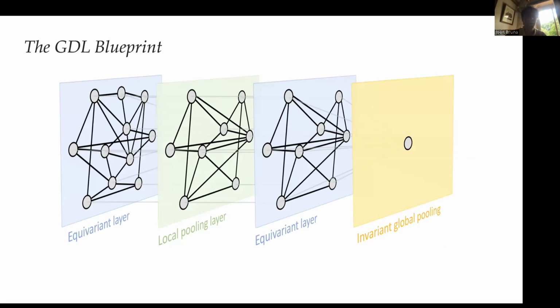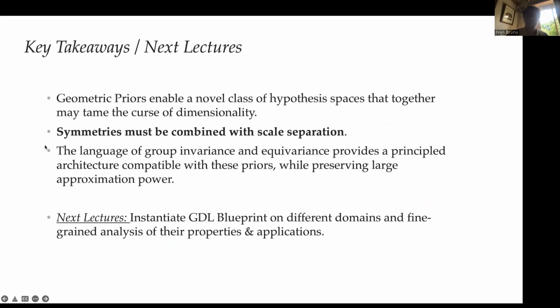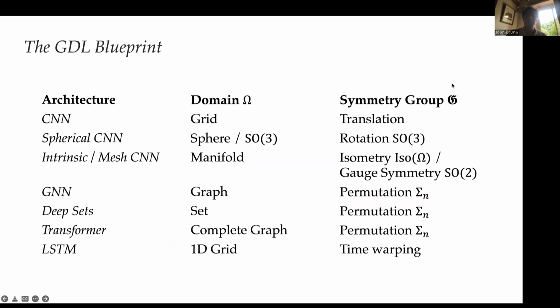This is like a little diagram. And here's an example of the different combinations of the domain omega and the group G. If we take as the domain the grid and we look at the translations, the blueprint gives us convolutional neural networks. If we take rotations and the sphere, we get the spherical neural networks, et cetera, right? So the same principle that I just described, which is first understand the class of linear equivariance, and then compose them with element-wise nonlinearities and keep composing, gives all these different model architectures here. And they are all following the same principle.